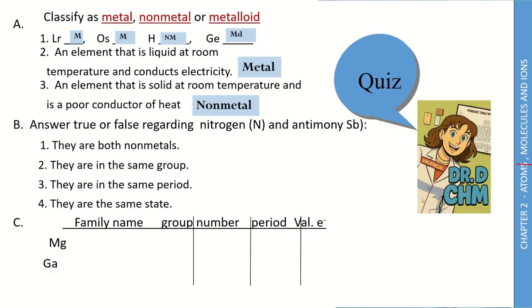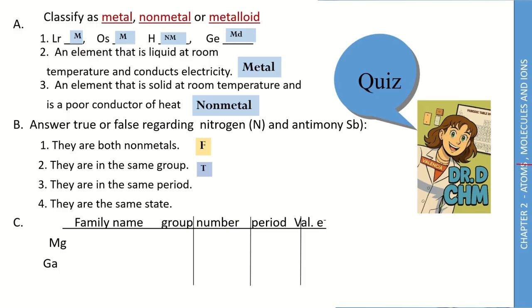Okay? So let's see those questions regarding nitrogen and antimony over here. Here it says that they are both non-metals. Is that right? Wrong. Nitrogen is a non-metal, but antimony is a metal. Actually, a metalloid. So are they in the same group? Yes, they are, and they are in group 7. Actually, group 15.